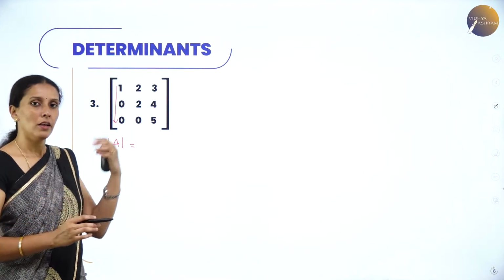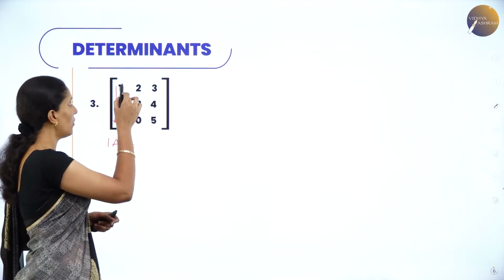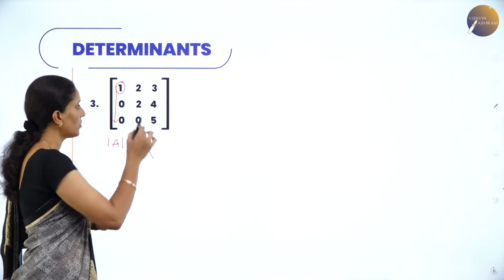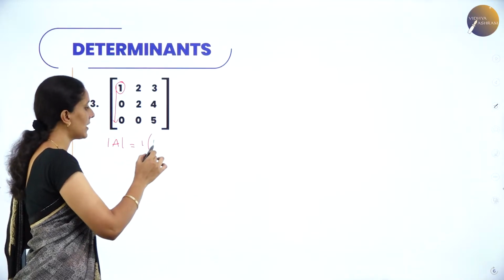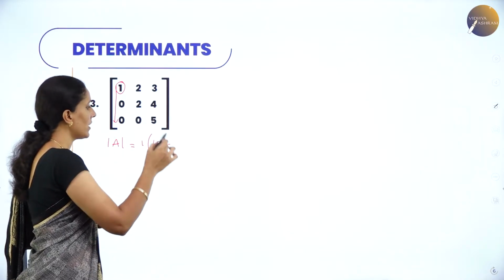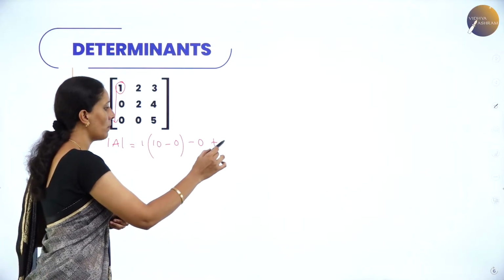So when you expand, the last 2 elements become 0. Now we can expand it. So 1 into the remaining element, delete the row, delete the column. So 2 5s are 10 minus 4 zeros are 0. Next is minus 0 into anything, 0 plus 0.